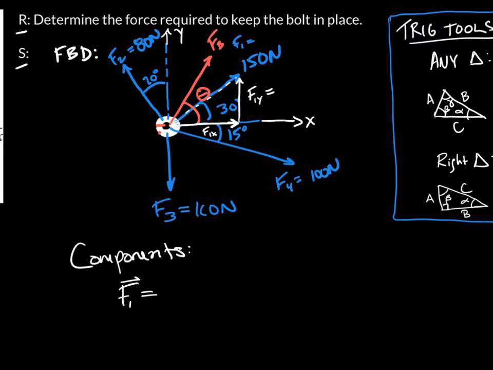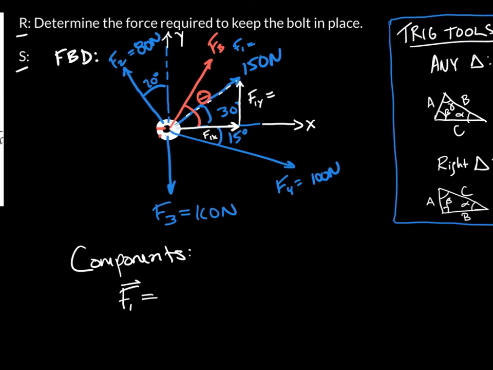well, let's do our little SOHCAHTOA. So we know the hypotenuse, so it has to be sine or cosine. And in this case, it is the angle opposite the 30 degrees. So SOHCAHTOA, it's sine. So I can say the sine of 30 degrees equals F1y over F1. Okay, and these are magnitudes.